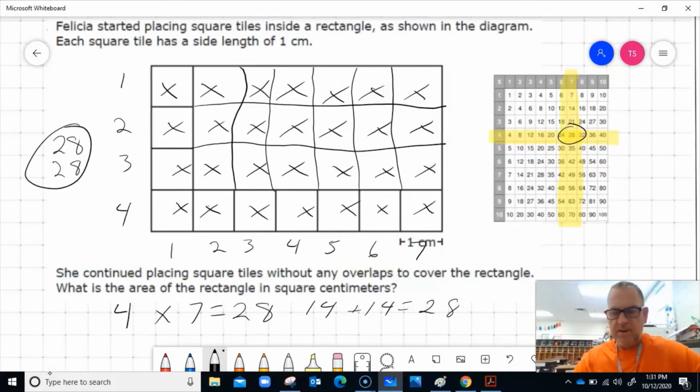Chances are it's 28. If you struggle at counting, I'd probably say do it a 3rd time. You go through and count it a 3rd time. Just make sure you get the same thing all 3 times in a row. But so the area of this figure would be 28, and that'd be square centimeters. 28 square centimeters. Let's go ahead and look at the next problem.